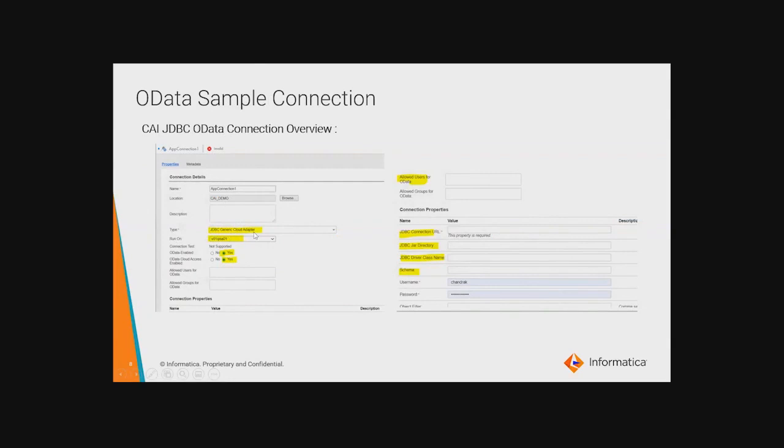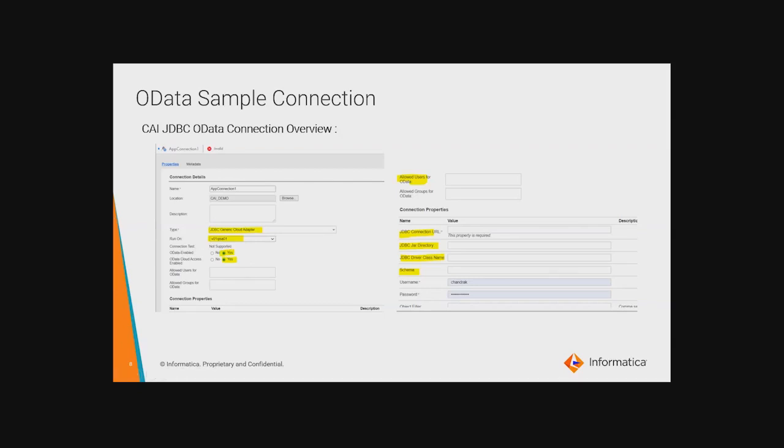If this particular type is not available, you have to go to administrator and add a connector. There is an added connector available, so add that connector so that it is ready to use for your app connection. And Run On is nothing but a secure agent environment where you are going to run all these connections. So you have to choose a secure agent which has access to your database.